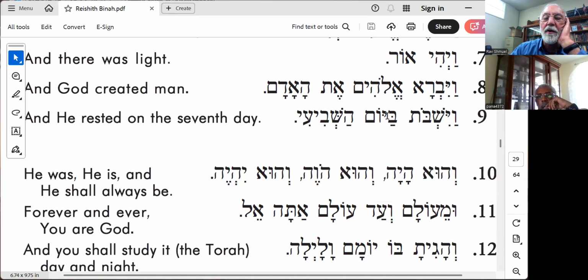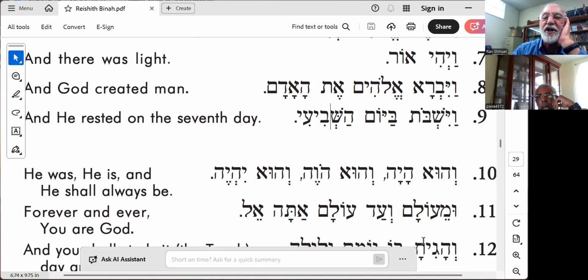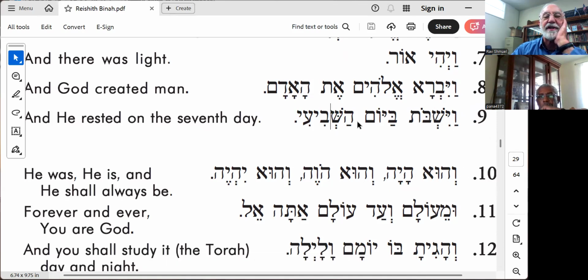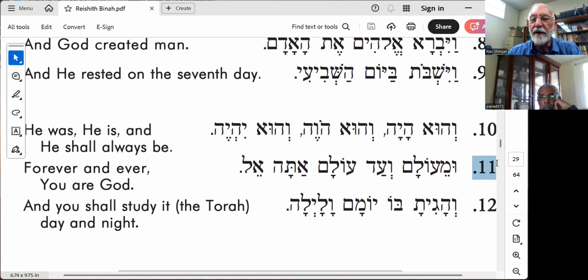Vayishbot bayom hashvi'i. See that dagish in the shin? Why is there a sound after the sh, since it's like a silent one, so would that be hosh? No, because there's a dagish in the shin, and that's what makes it hashvi'i. That's what makes it its own syllable, the dagish in the shin.